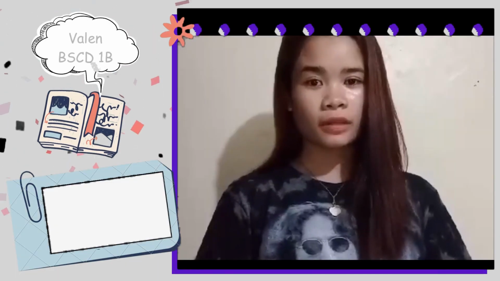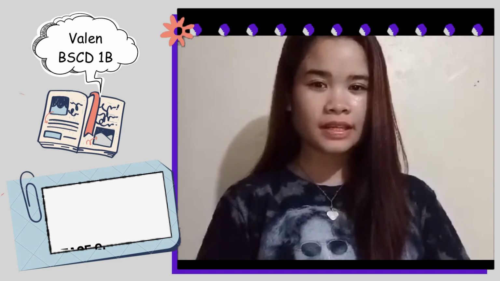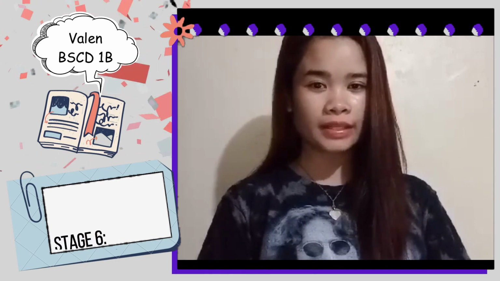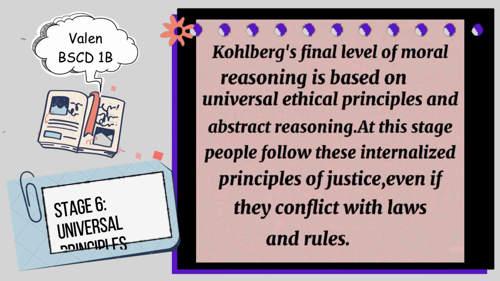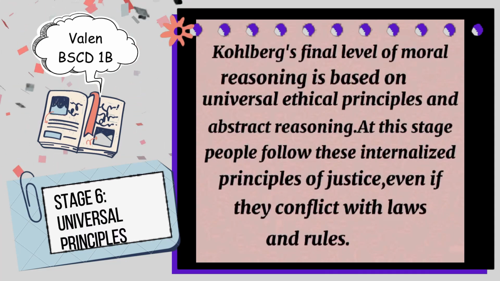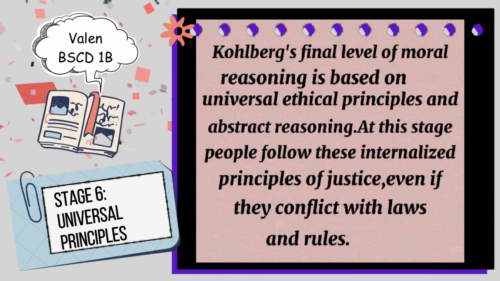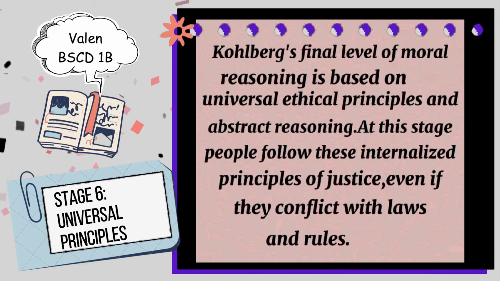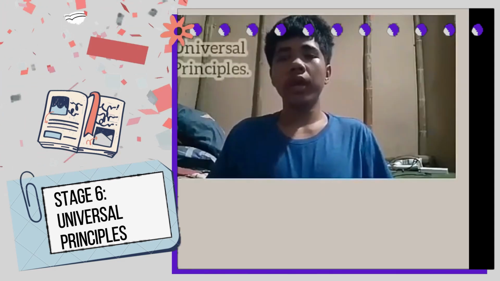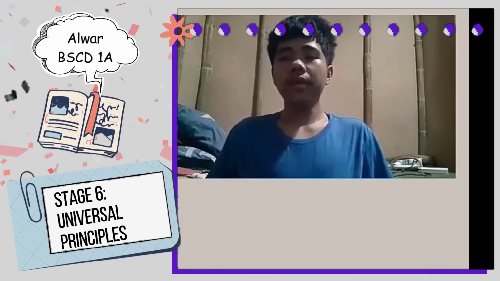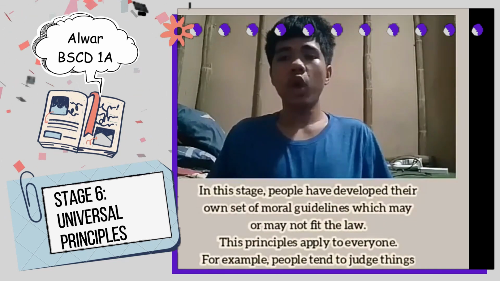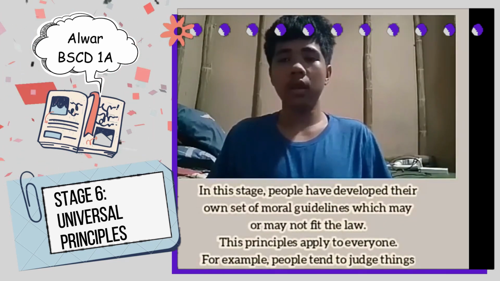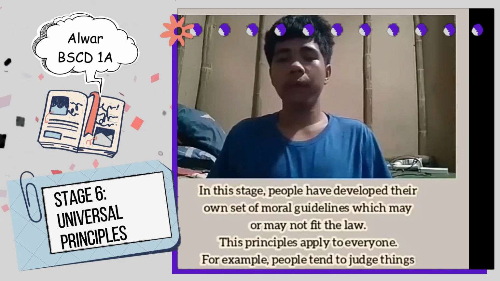Stage 6 of Kohlberg's theory of moral development is the universal ethical principle orientation. Kohlberg's final level of moral reasoning is based on universal ethical principles and abstract reasoning. At this stage, people follow these internalized principles of justice even if they conflict with laws and rules. Universal principle. In this stage, people have developed their own set of moral guidelines which may or may not fit the law. These principles apply for everyone.